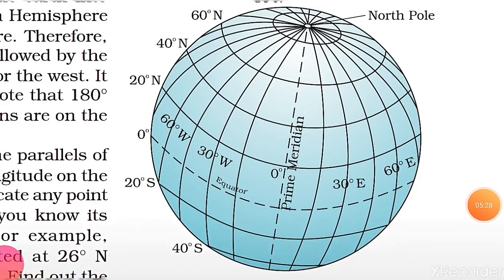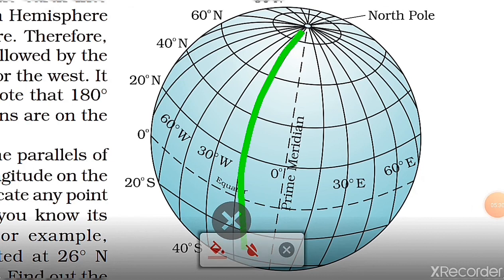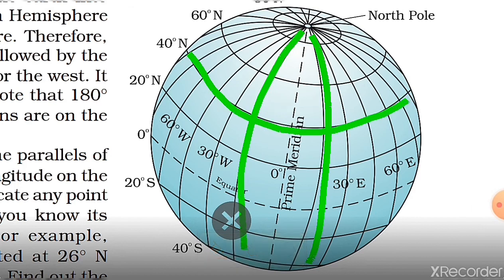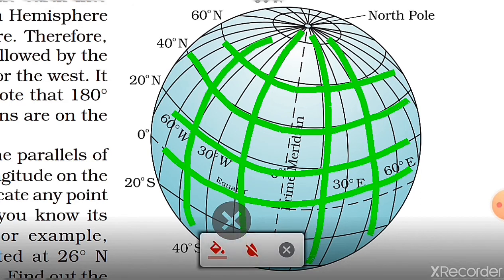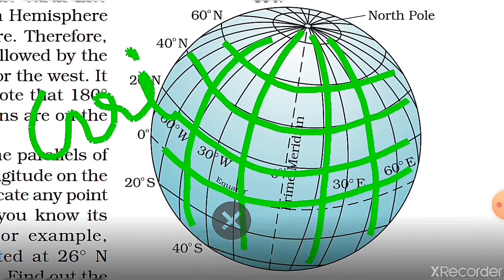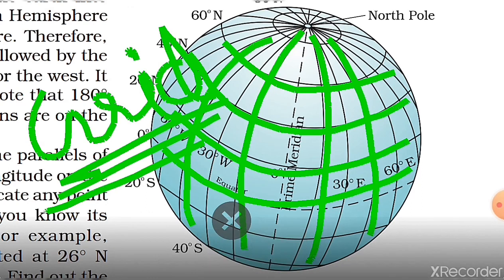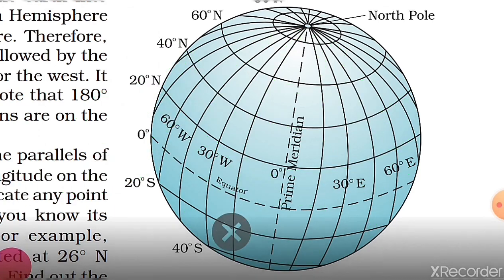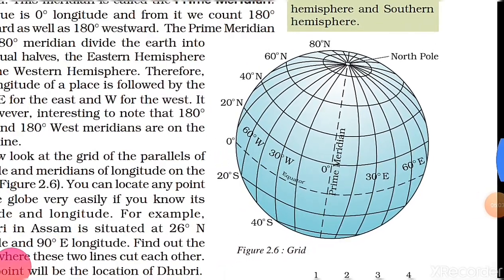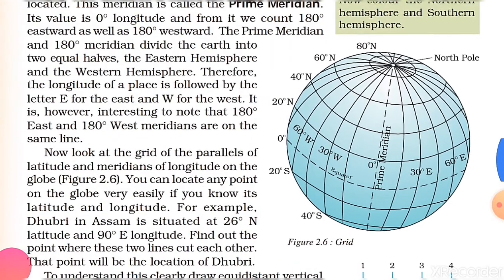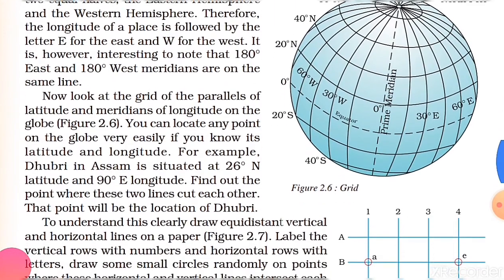You can see here two lines. First is longitude and this is latitude. There are both lines, longitude and latitude. All these lines create a grid. What is a grid? You can call it a grid, and the grid helps you to find all places very well. Now you have got this globe very well.